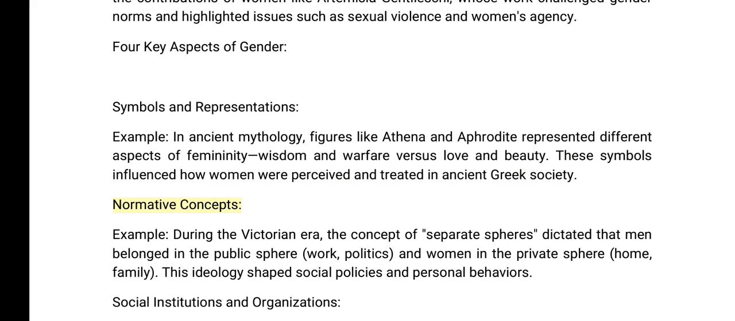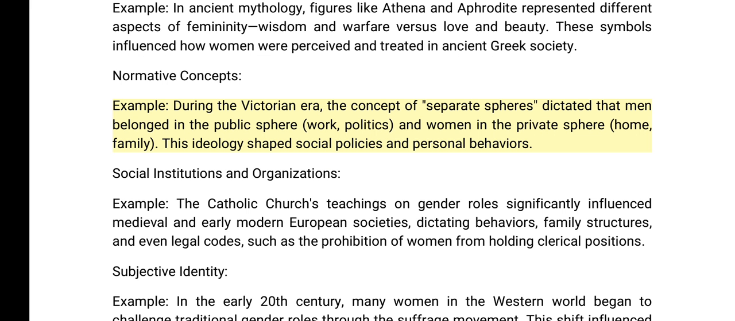Normative concepts. Example. During the Victorian era, the concept of separate spheres dictated that men belonged in the public sphere, work, politics, and women in the private sphere, home, family. This ideology shaped social policies and personal behaviors.